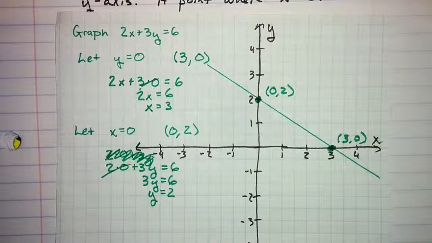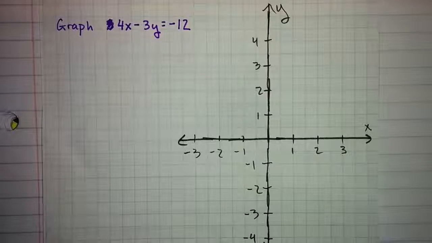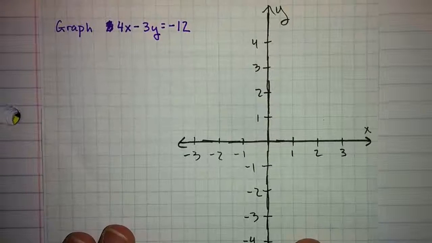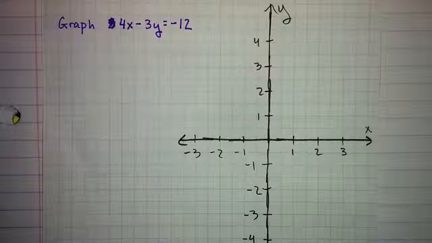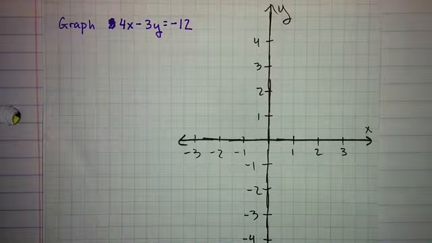I'm going to have you try one of these as well. Graph the line 4x minus 3y equals negative 12. Pause the video and try this now.